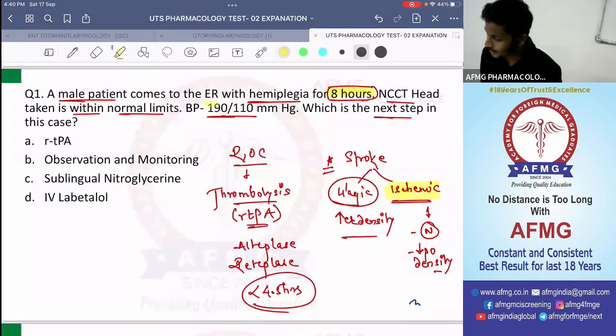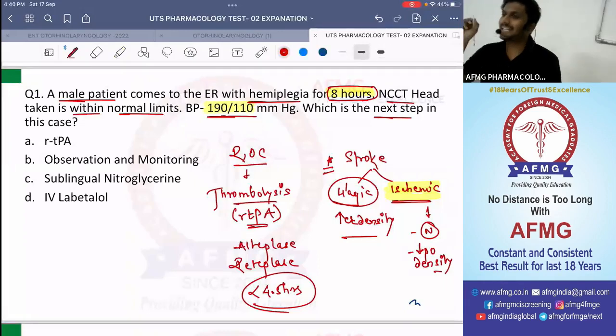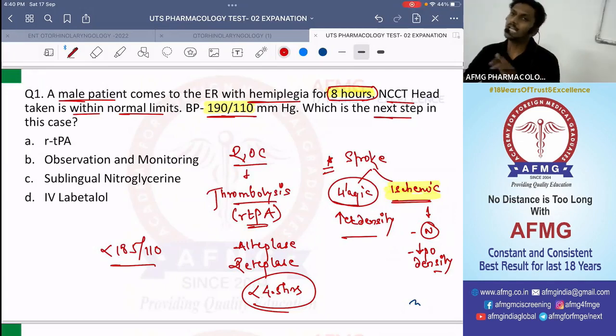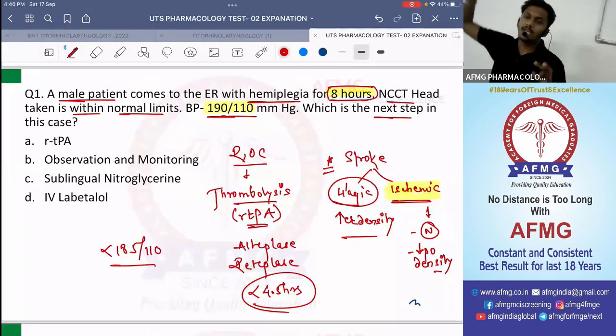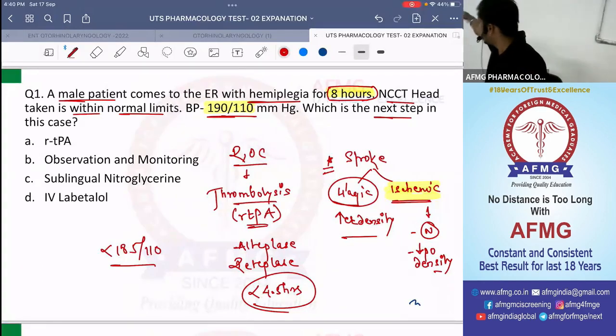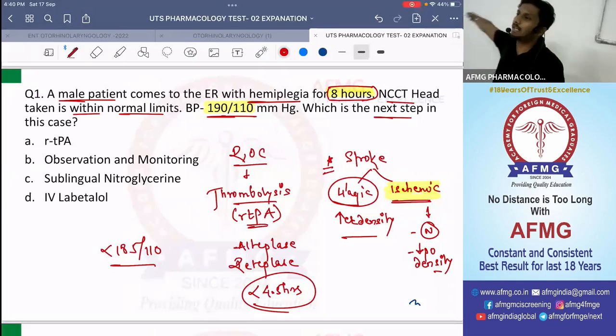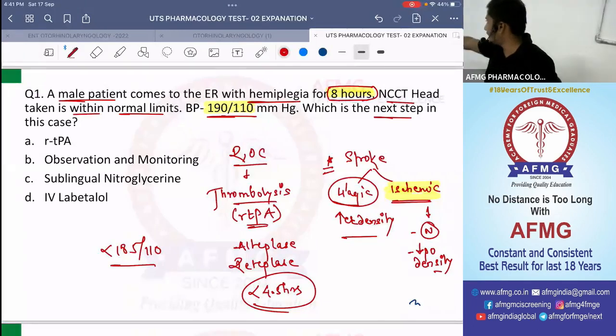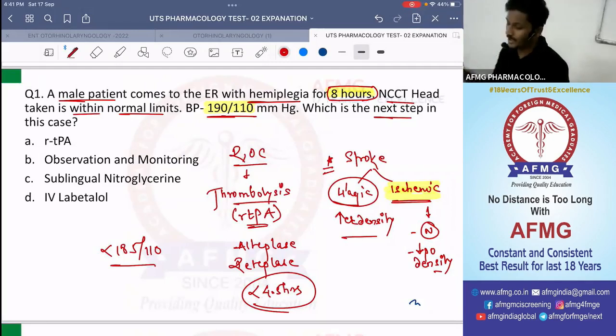Second, the BP of this patient is also 190 by 110 usually. And who is a candidate for thrombolysis? The candidate for thrombolysis is a patient whose BP is less than 185 by 110. Okay, so the second contraindication for thrombolysis again is BP. Okay, if the BP was less than 185 by 110, we would have gone for thrombolysis, and the symptom onset should have been within 4.5 hours. Here the most important finding is the symptom onset. How much time has passed since symptom onset? 8 hours. And secondly, so that is thrombolysis is absolutely contraindicated.